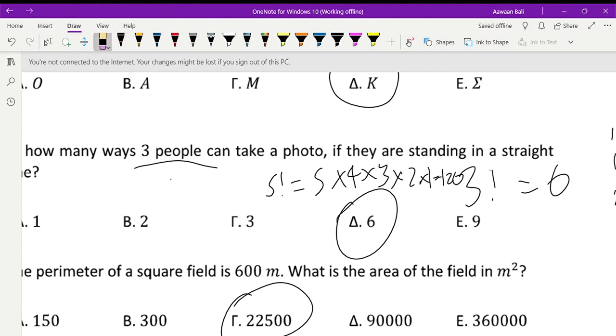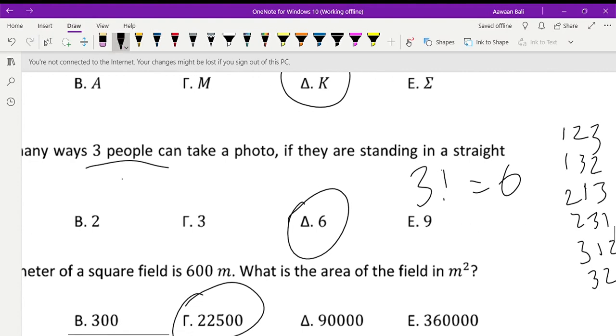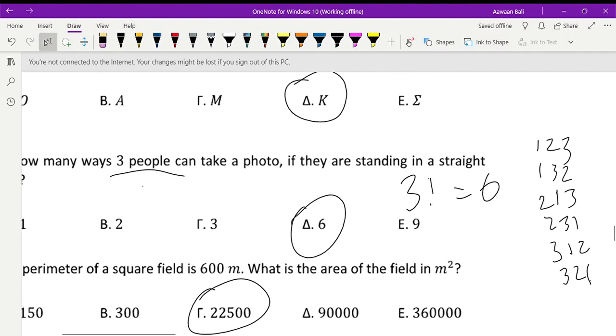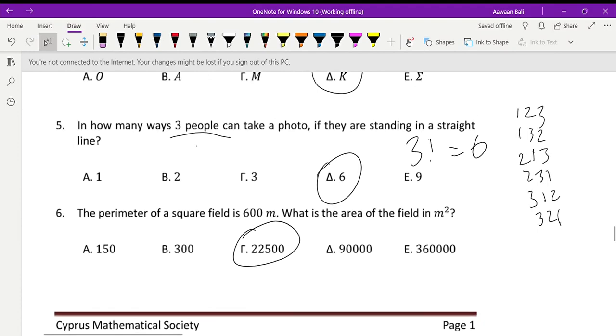Which means that basically here, when we have 3 factorial, that's 1 times 2 times 3, that's 6. So 3 factorial is 6, and basically you always get the number of combinations. That will always be the answer. So therefore the answer is delta, 6.